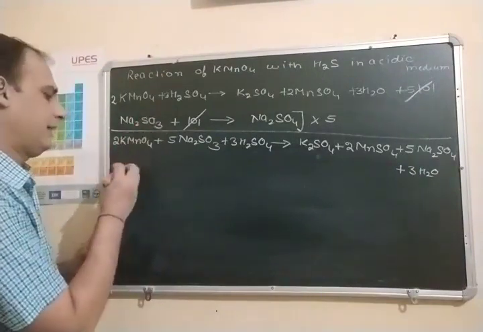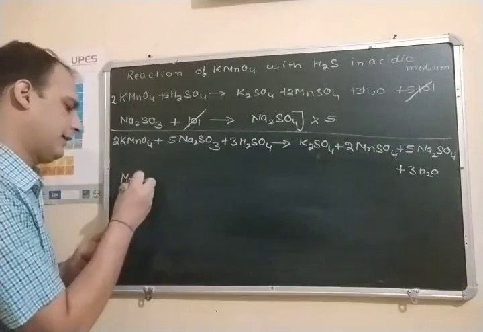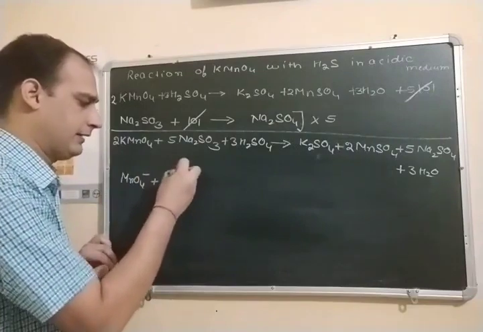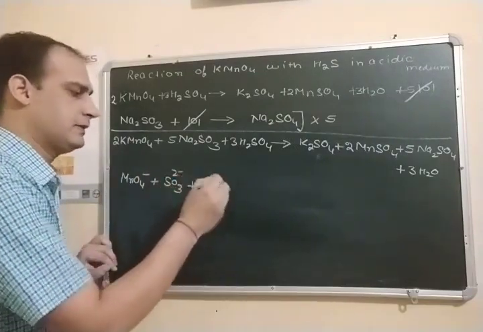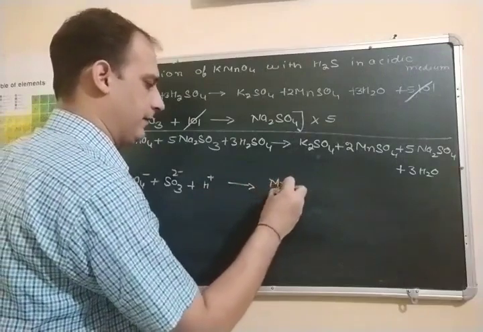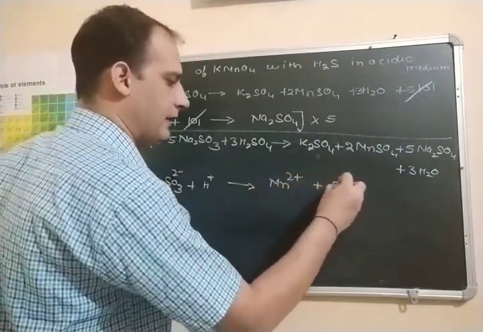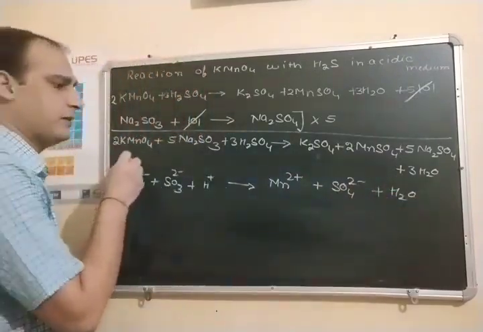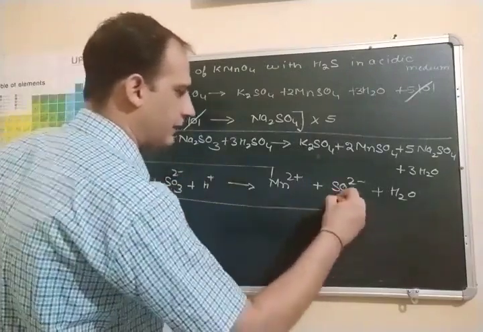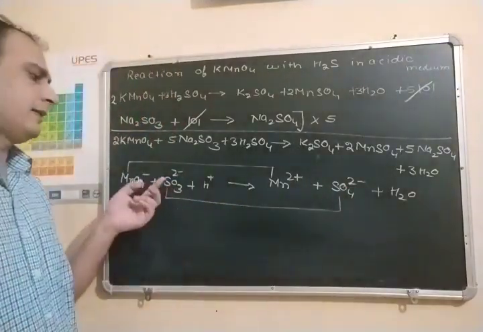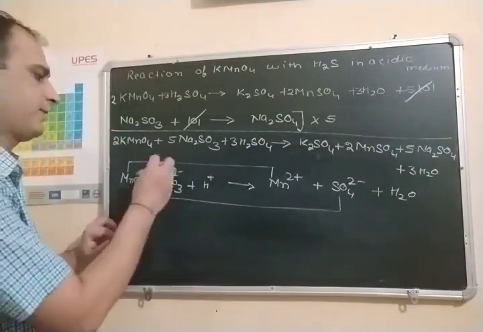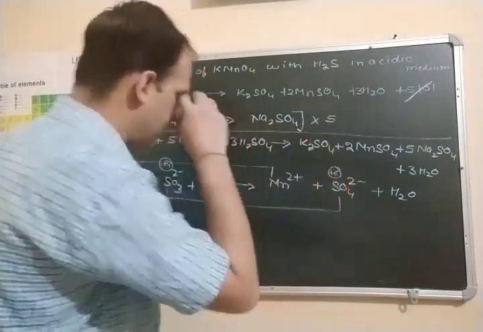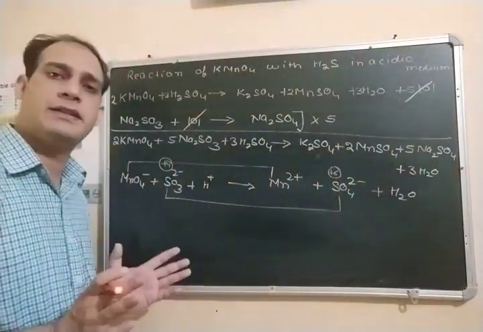Here you will have sulfite ion. So MnO4 negative plus sulfite ion SO3 2 negative plus H positive, it will form Mn2 positive plus SO4 2 negative plus H2O. Identify the oxidation half and reduction half, and here I am finding out the oxidation state. In sulfite ion, the oxidation state of sulfur is +4. Here sulfur is present in +4 oxidation state, and here it is present in +6 oxidation state. Increase in oxidation state is known as what?